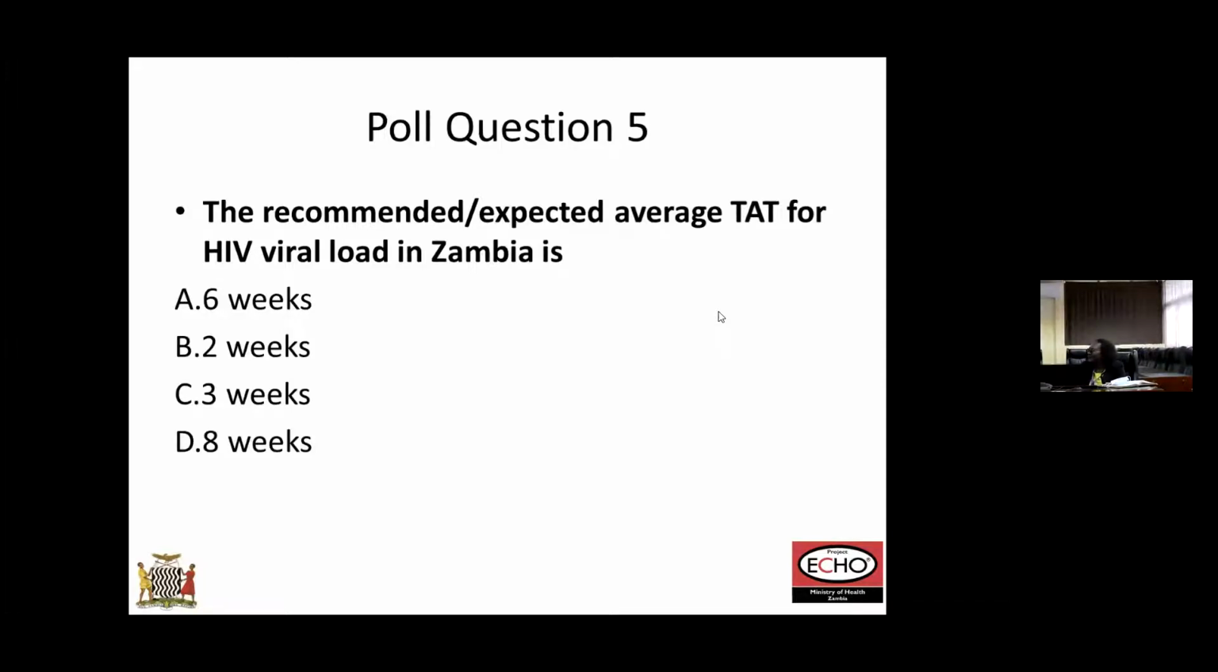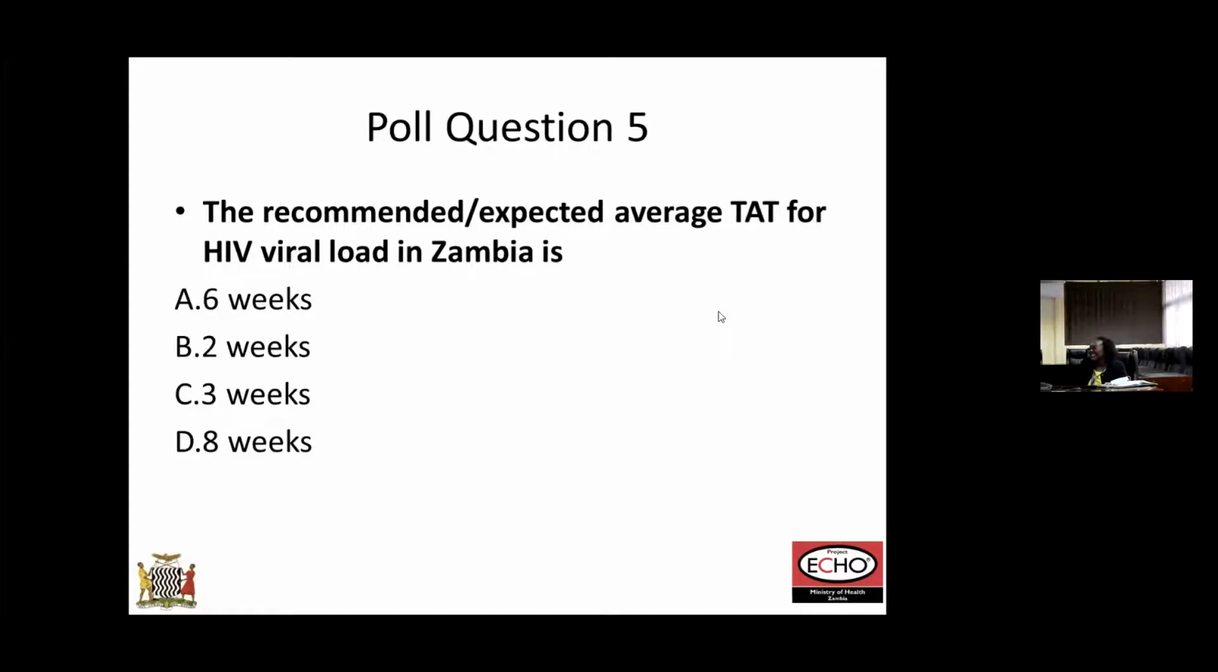That is epic. The recommended expected average turnaround time for HIV viral load in Zambia is A, 6 weeks, B, 2 weeks, C, 3 weeks, D, 8 weeks. We'll give it 30 more seconds. Litambia Rural Health Center, Western Province, I hope you voted. I don't see you pressing there. Press something. Okay, sure, I can see that you have voted now.